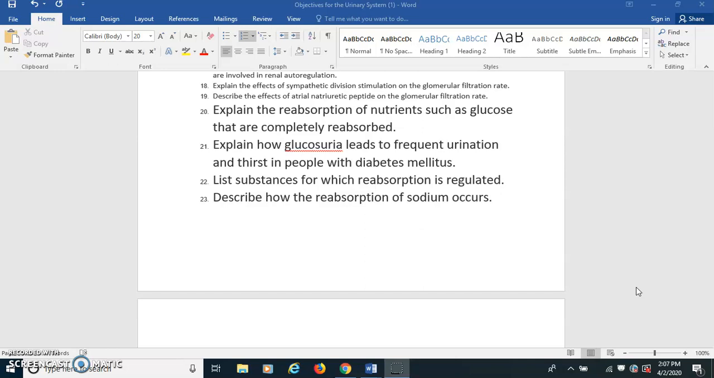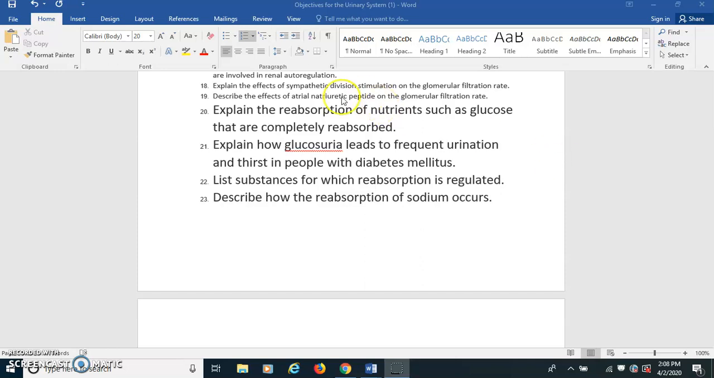We're continuing on. The last couple of videos we focused on the process of glomerular filtration that was happening at the renal corpuscle of our nephron. So the next few objectives, starting with 20, we're going to focus on the tubules and what processes are going on there, which you should know are tubular reabsorption and tubular secretion.